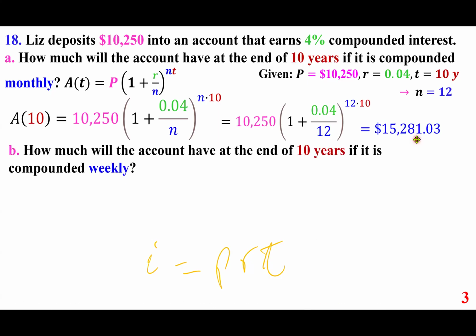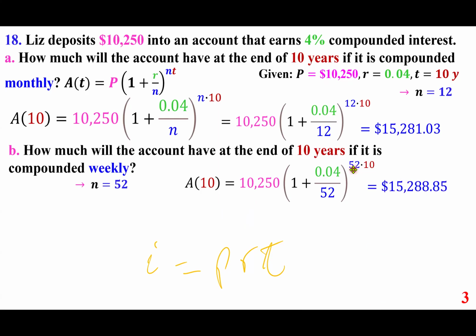Let's do the same thing, but this time weekly. So when we go back to this one, we replace the n with 52. Again, put it into a calculator. Gives you a little bit more. $15,288.85.